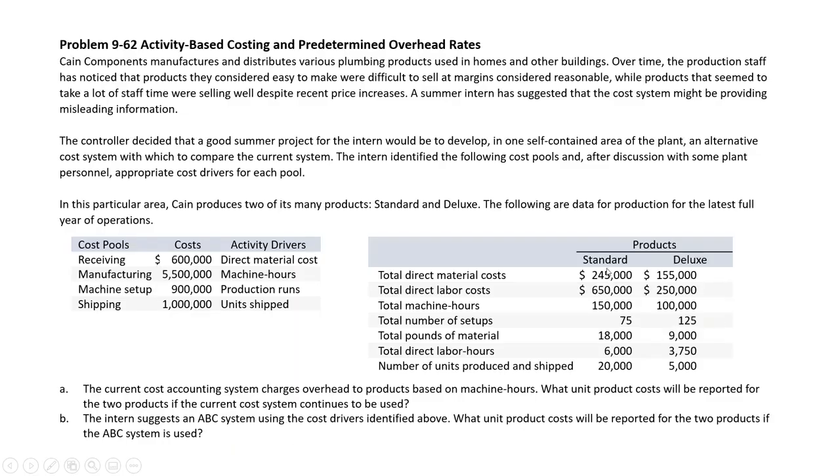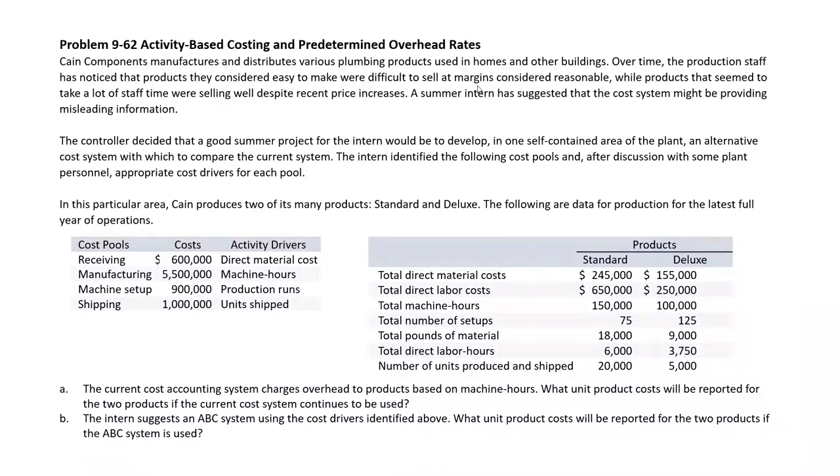In this video, I'm going to demonstrate ABC costing using problem 962 and 963 as an example. This company has two different product lines, Standard and Deluxe, and they've given us a variety of cost-related and activity-related information for both of those product lines.